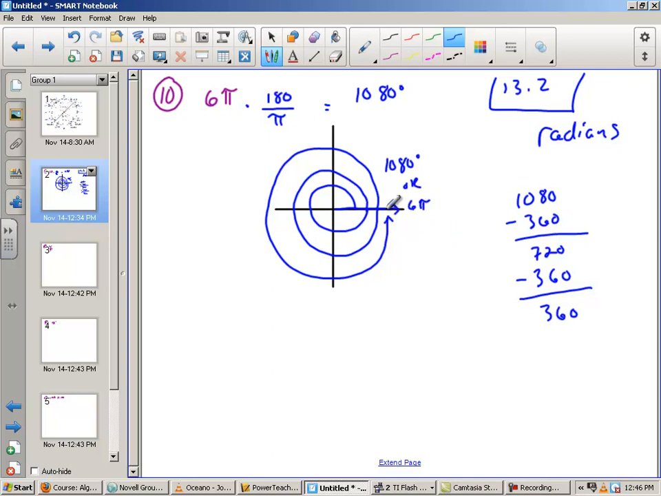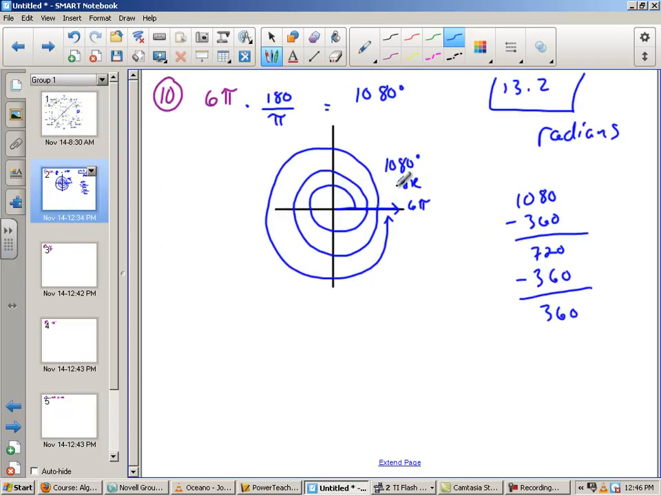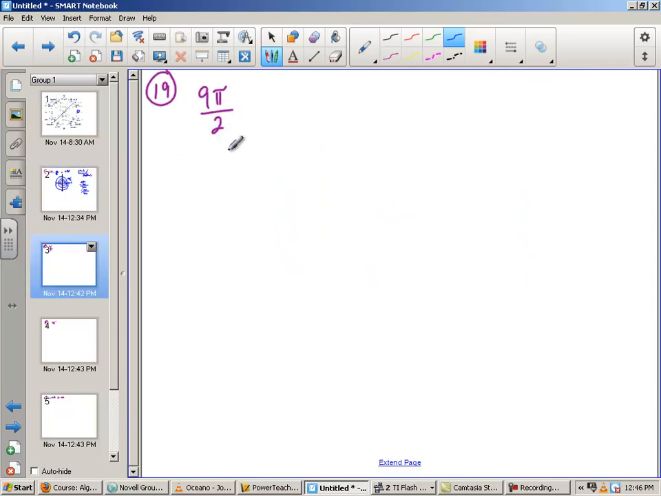An interesting thing about this, just real quick: how far does it go around in one rotation? Well, on our unit circle, 360 degrees is the same as 2 pi. Well, 2 pi goes into 6 pi 3 times, hence 3 rotations. All right, so that's your answer for number 10. It's just those 3 rotations.